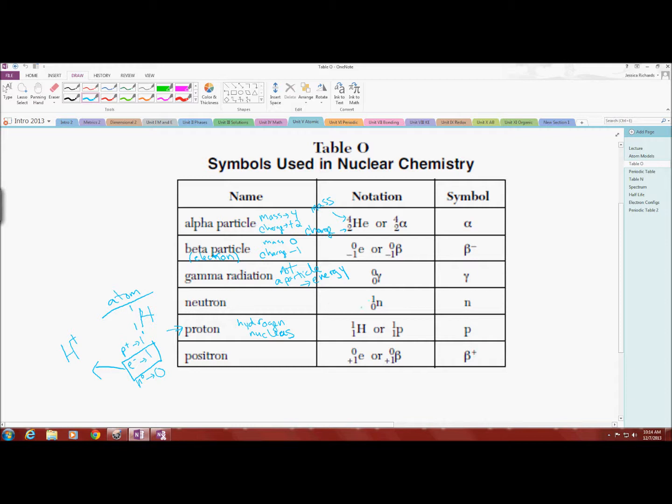Neutrons, mass of 1, charge of 0. Protons, which is a hydrogen nucleus. So alpha particles, helium nucleus. Proton, hydrogen nucleus. And then a positron is antimatter. It is the equal and opposite of a beta particle, so it has a mass of 0 and a charge of +1. There are many other subatomic particles. These are the ones you're responsible for in chemistry.